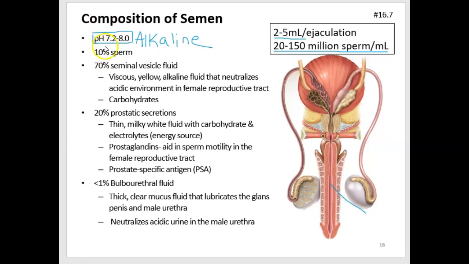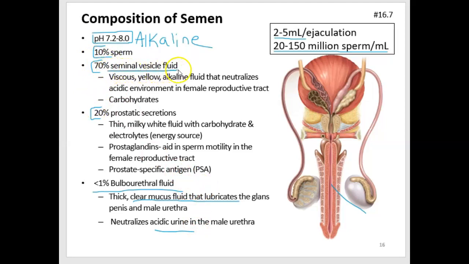So semen contains about 10% sperm, 70% seminal vesicle fluid, and then most of the rest of it is fluid from the prostate. The bulbourethral fluid contributes very little to the volume, but it contains an important component that can clear the mucus. Well, we'll come back to that in just a second. It lubricates the penis and it neutralizes the acidic urine. We'll come back to that in just a second.